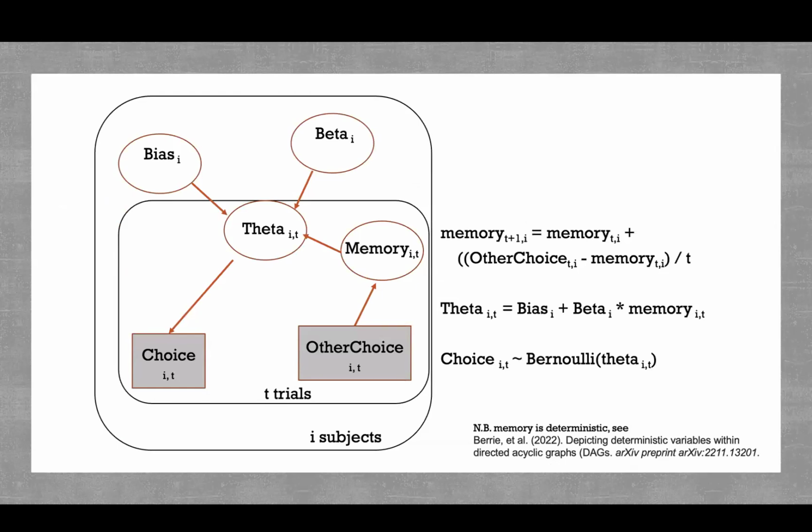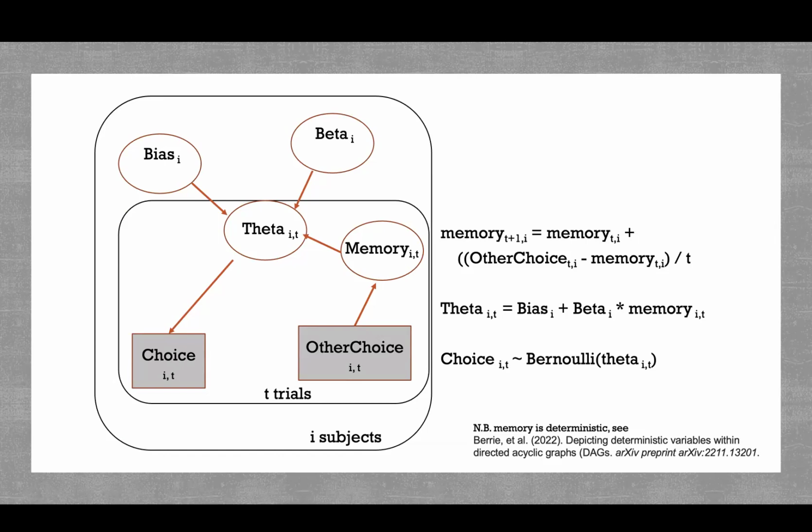Let's take the memory model, right? What we have here is things happen in a bunch of trials. Each participant goes through that bunch of trials. Those are the two plates. What we observe are the choice of the agent I at trial t, the choice of the other agent at trial t, which determines an internal state of memory, right? Which determines theta together with a beta and a bias.